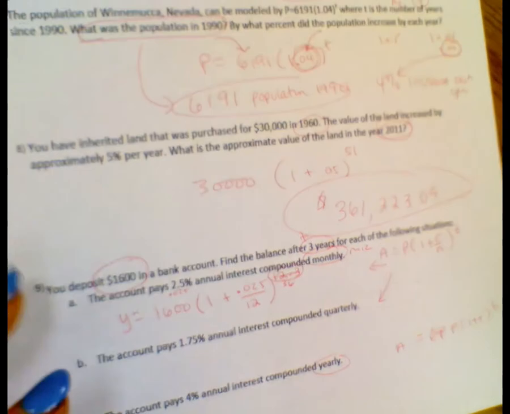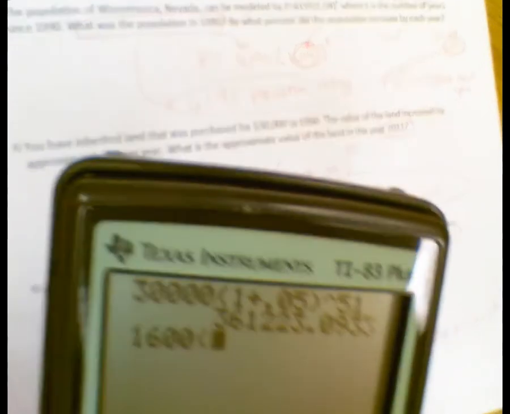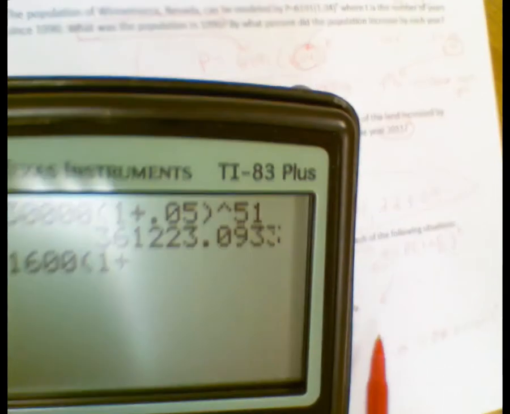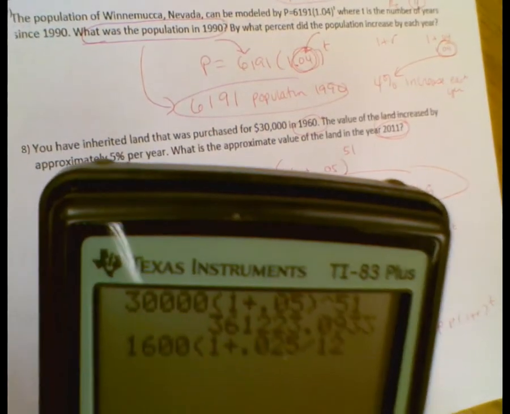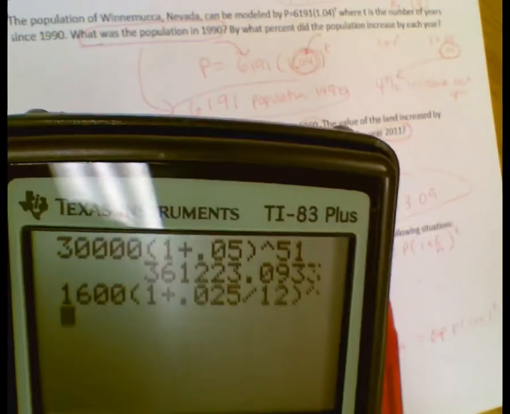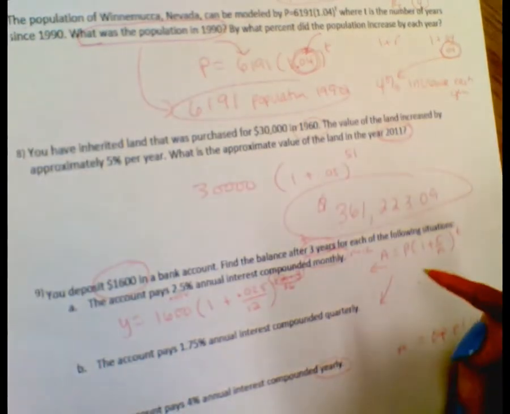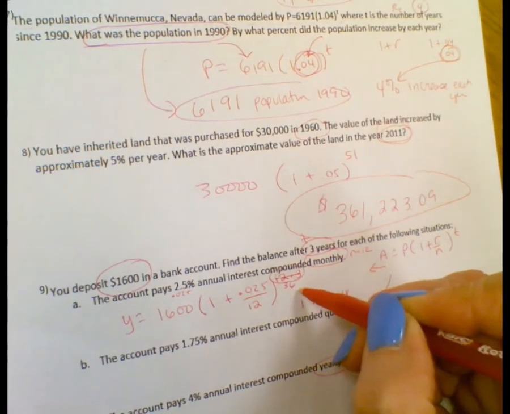So we're going to put this in the calculator. 1,600 is our starting amount. Don't forget that 1 plus. So your interest was 2.5, so it's 0.025. Don't forget the 0. Divided by monthly, which is 12. Parenthesis, raised. And it's monthly for 3 years, so it's 36 times. So put 36. So you should have $1,724.48.